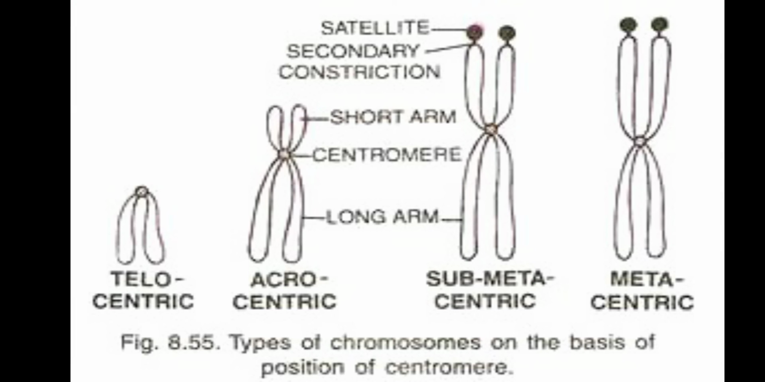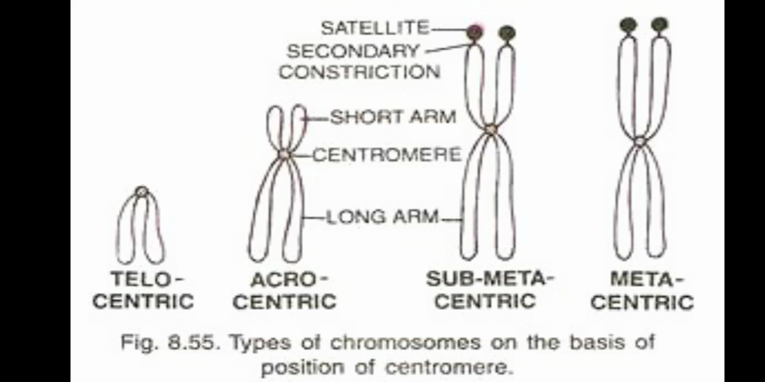So here are the different types of chromosomes on the basis of position of centromere. The spherical structure which is seen in the middle of the chromosome is the centromere, which holds the sister arms together. Okay, so centromere is marked here. In the chromosome where centromere is present at the center and both the arms are equal in size, they are known as metacentric. Look at the left side, they are metacentric chromosomes.